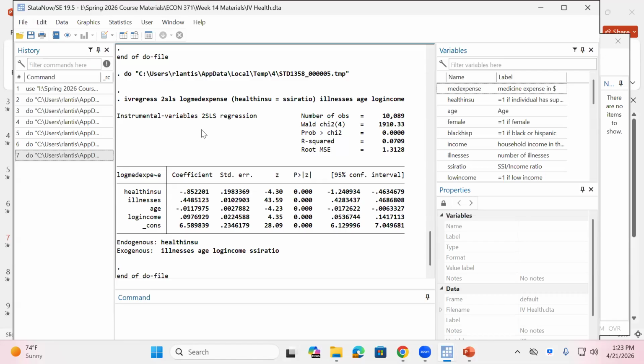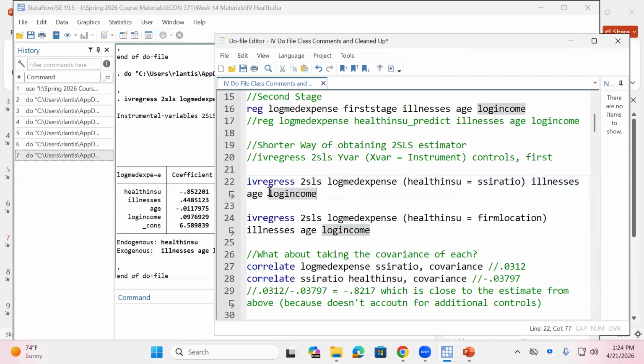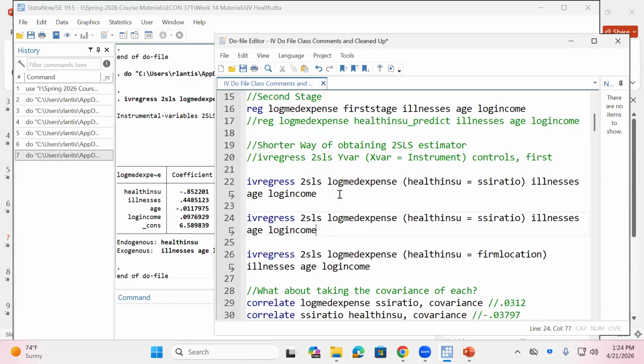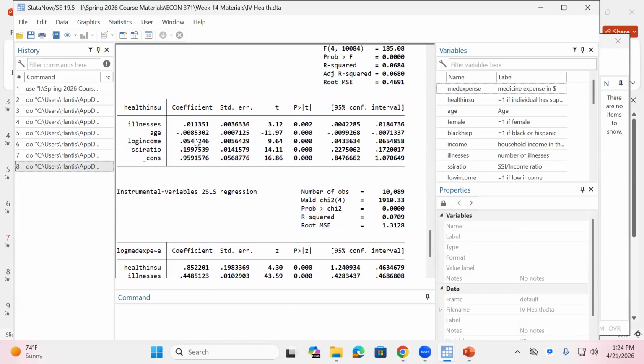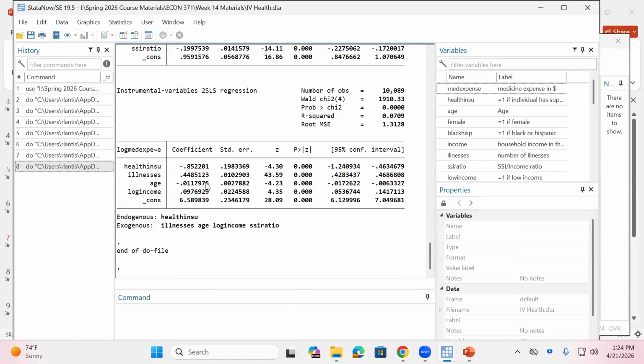So one downfall of this is, can I say whether or not this was a good instrument, or that my instrument was correlated with the X variable? Well, how did I do that before? I looked at the results of my first stage. They're not here, right, if I use that built-in command. So what I can instead do, if I want to see those results, is put a comma first here. And it shows me that first stage regression it ran and the second stage.